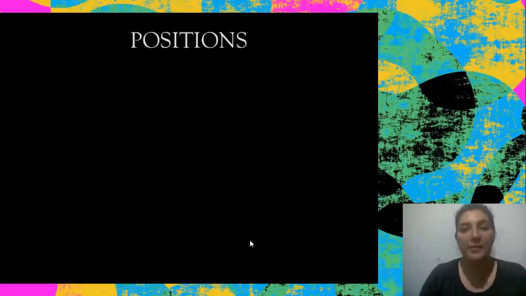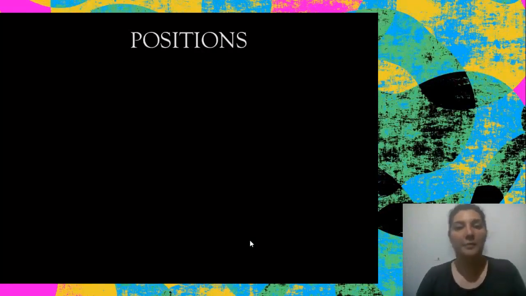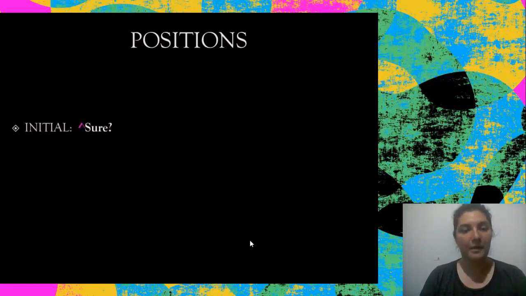Finally, let's talk about the positions where ellipsis or structural condensation may occur. We have three possible positions for ellipsis and structural condensation to happen within a clause. Those positions are initial position, medial or middle position, and final position. In the case of initial position, note that the mark of ellipsis happens at the beginning of the clause.